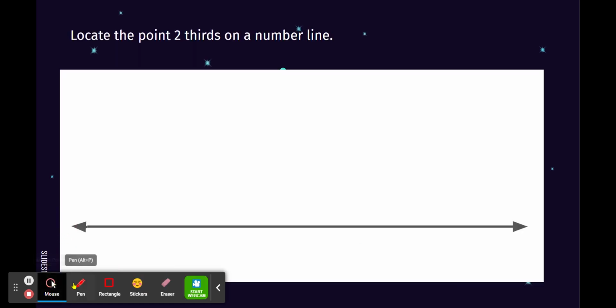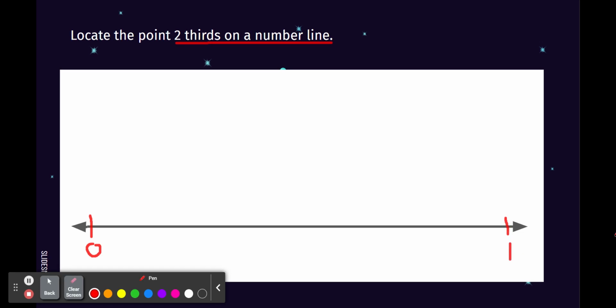All right, so let's take a look over here. It says locate 2/3 on a number line. I have a line already drawn for us, and I'm going to label one side with a 0. The smaller number is always going to be on the left, and as we go to the right, our number is going to get bigger. So I'm going to label one endpoint with a 0, and on the other side, I'm going to put down 1. Now I want to locate 2/3 on the number line.